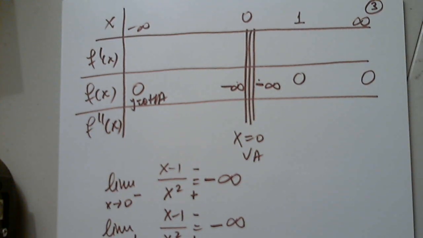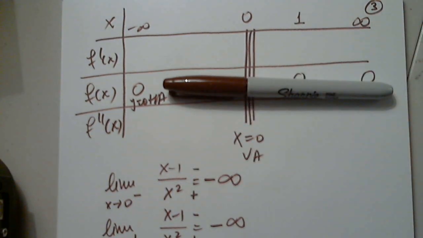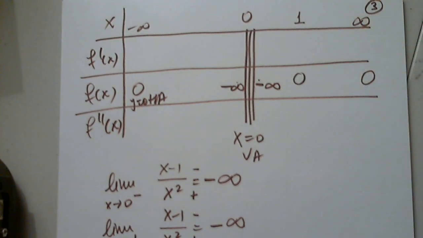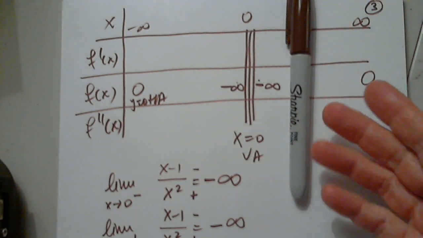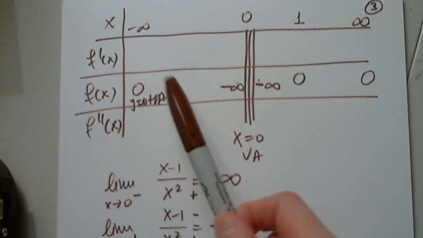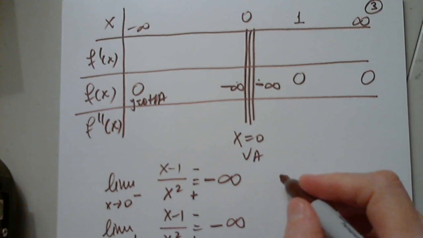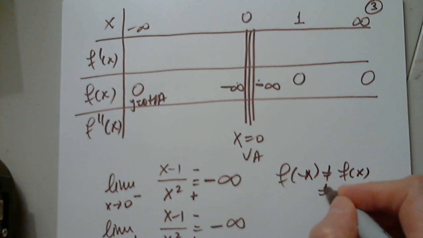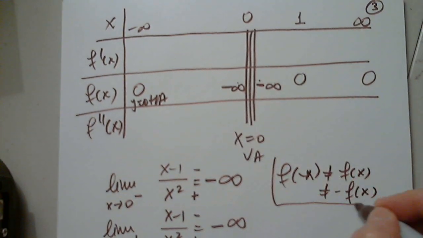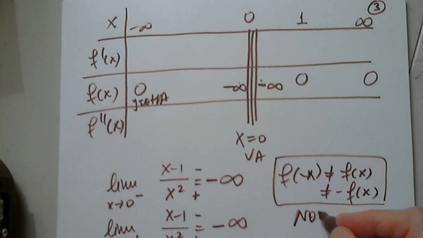I exhausted the function. The function is done. There is nothing else I can find other than symmetry. But a function that has an x-intercept at 1, 0, and not here, cannot be symmetric. So you can say that f of negative x does not equal f of x, and it does not equal negative f of x. Guaranteed. Not symmetric.